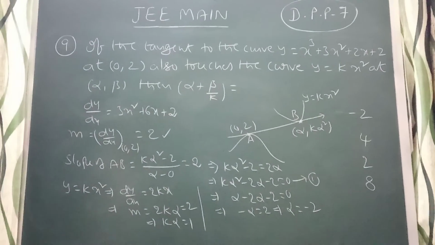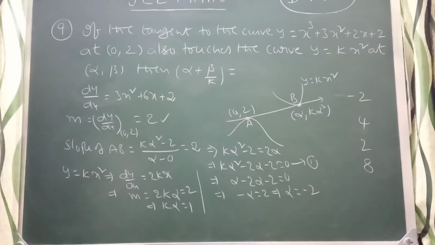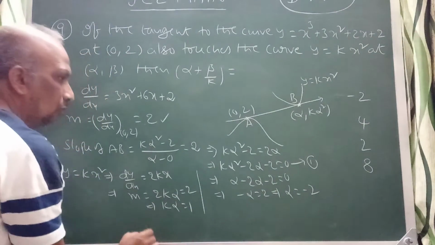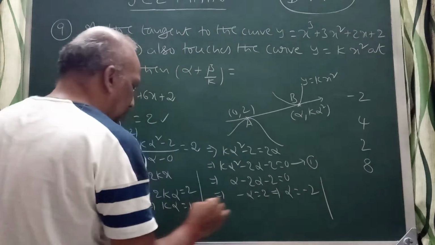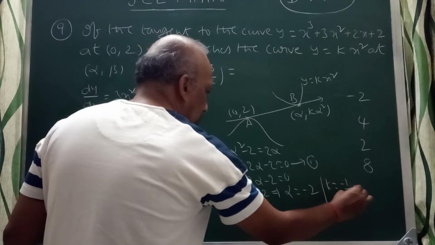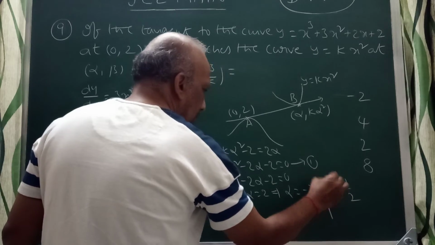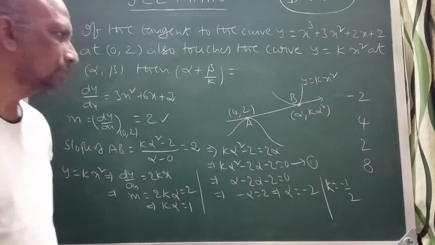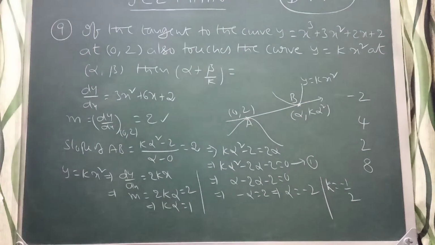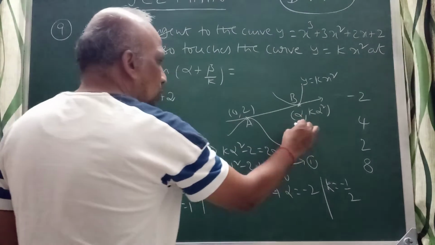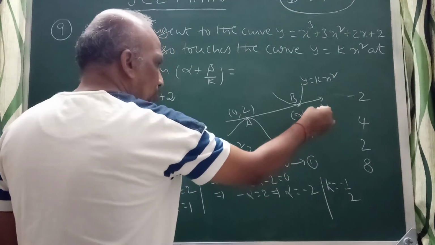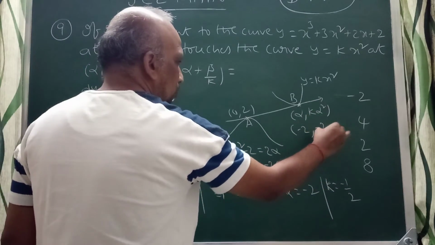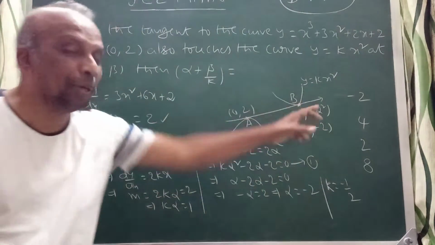Since k alpha is equal to 1, what is the k value after finding the alpha value? Since alpha equal to minus 2, k is equal to minus 1 by 2. For the point B, alpha, k alpha square, substitute alpha as minus 2 and k as minus 1 by 2. Minus 1 by 2 into 4, you will get 4 by 2, it will be minus 2. The point is minus 2 comma minus 2.